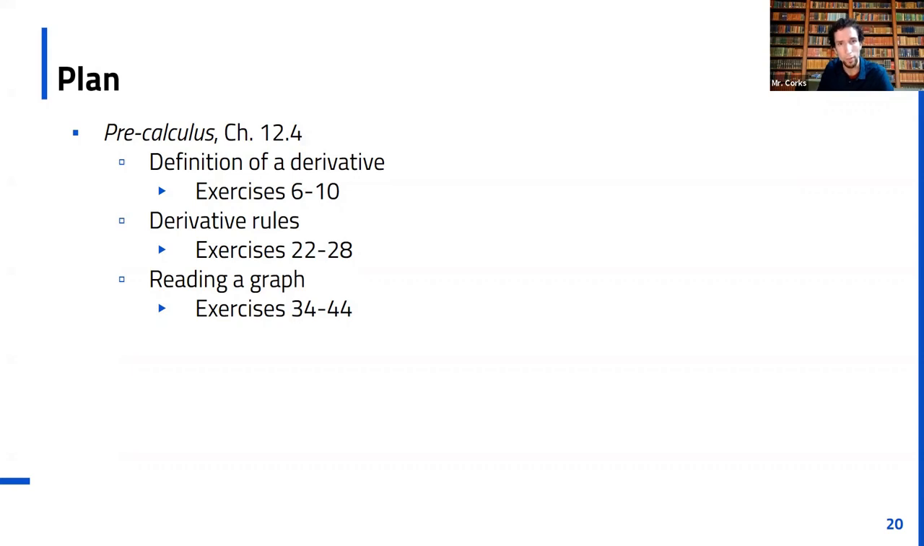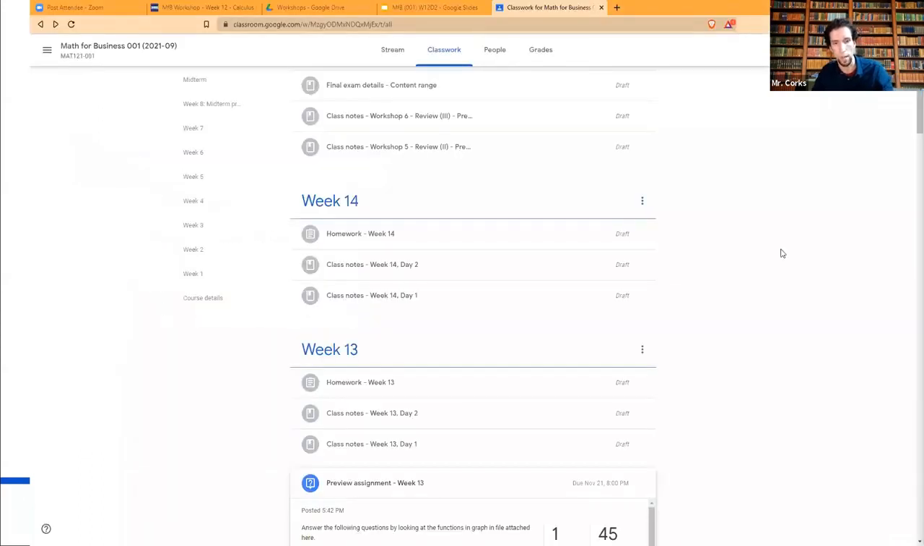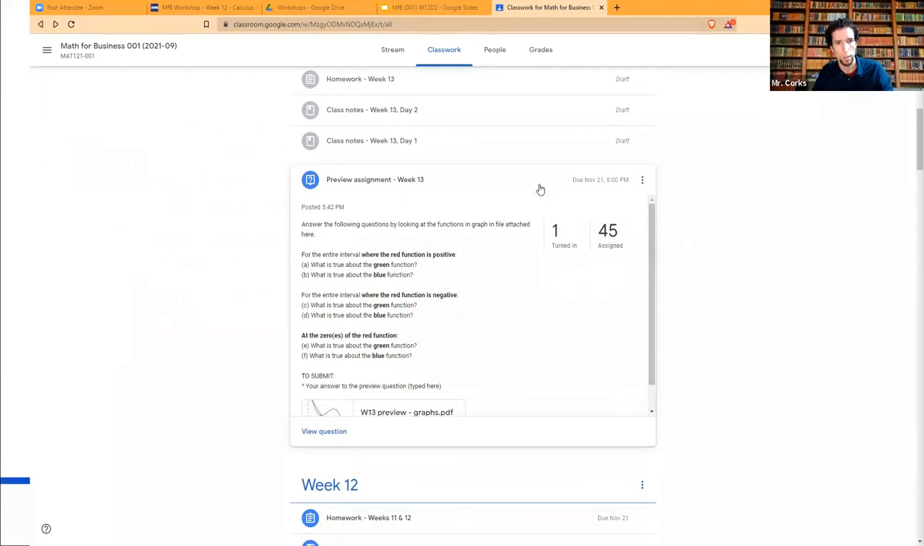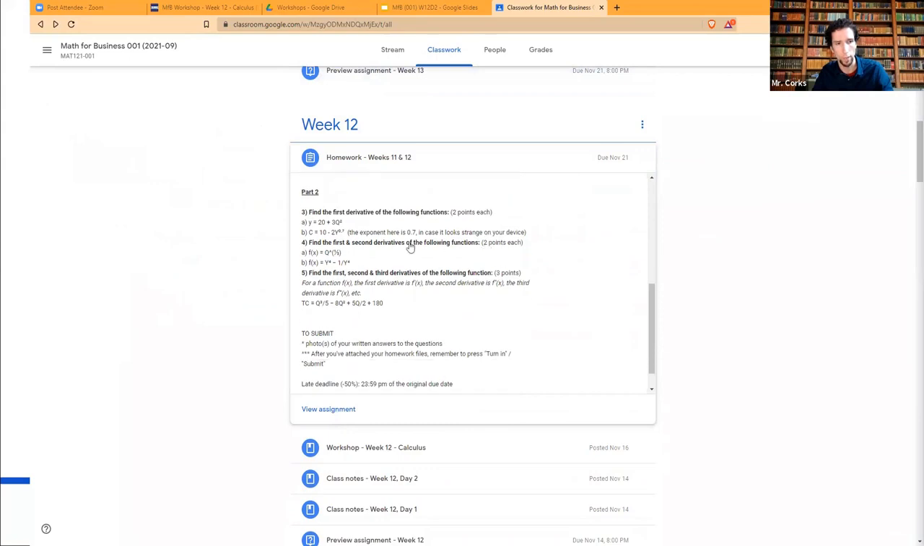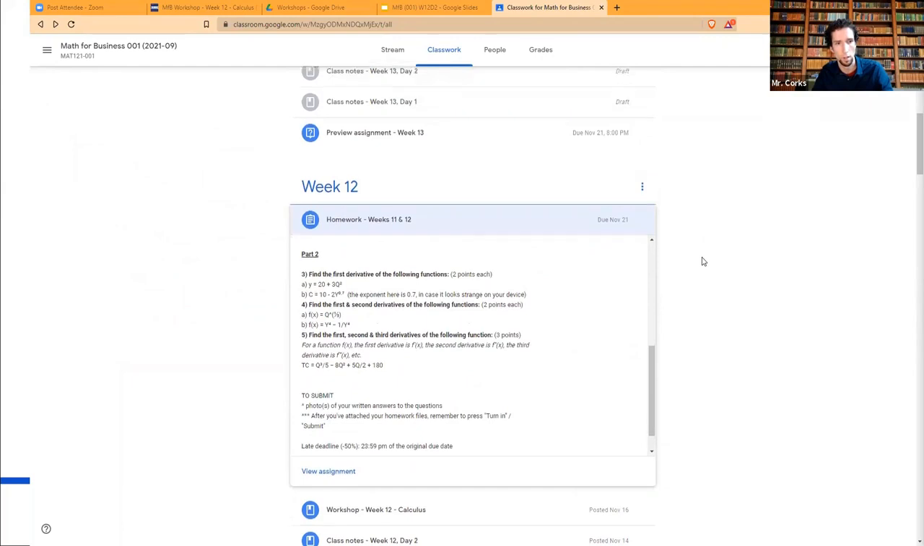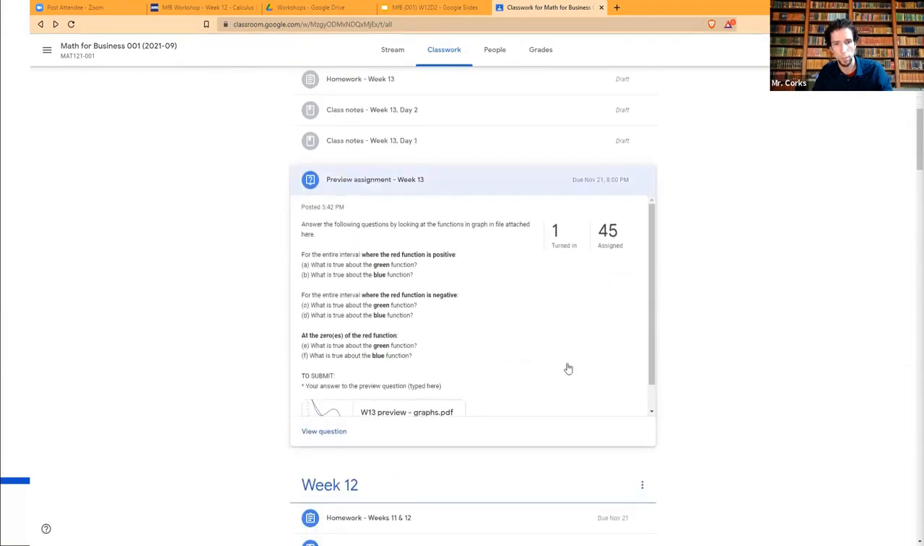But for now, if it's confusing for you, then just focus on those derivative rules, the power rule, sum rule, constant rule. We are going to be using those in every class. So you need to be familiar with finding derivatives using those tools. And you are going to get lots of practice with that with the homework. Questions 3, 4, 5 on the homework are all about finding derivatives. And the preview assignments, which I mentioned.